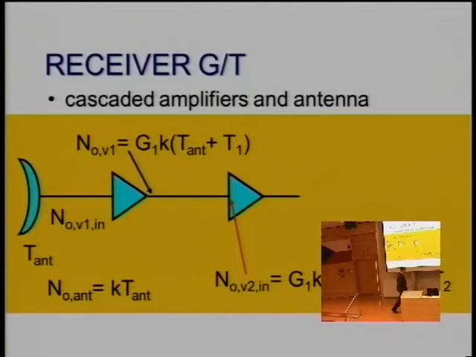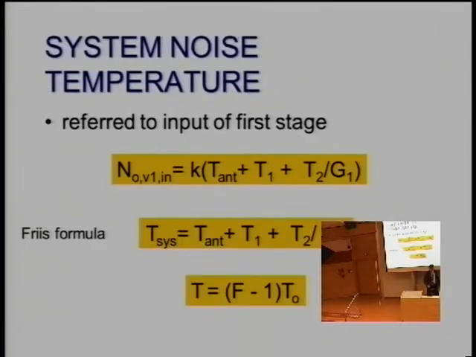And this, a physicist, American physicist, I believe with Danish origin, called Mr. Friis, has developed this formula. So basically, the system temperature, if we have a cascaded chain of amplifiers plus an antenna at the input, will be T antenna plus T1 plus T2 divided by G1.